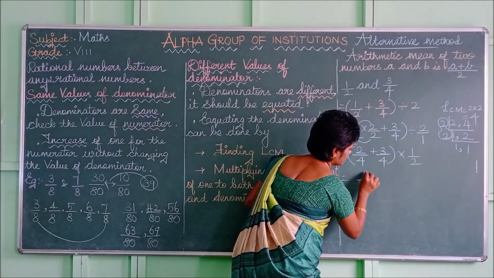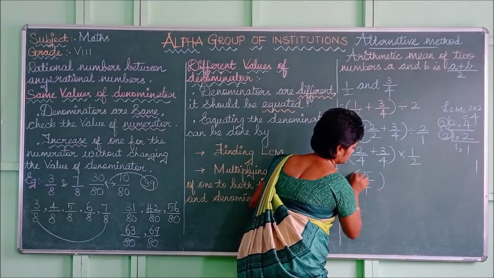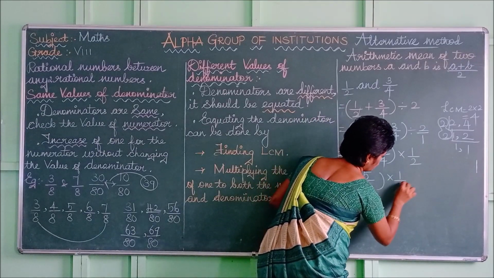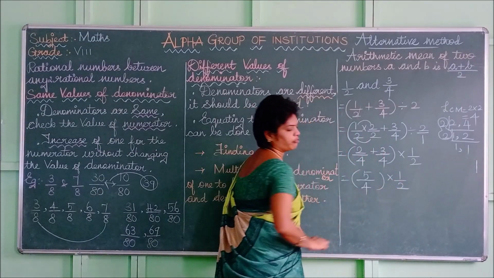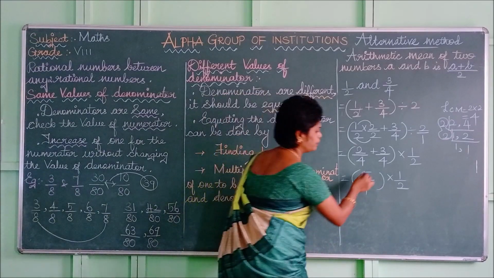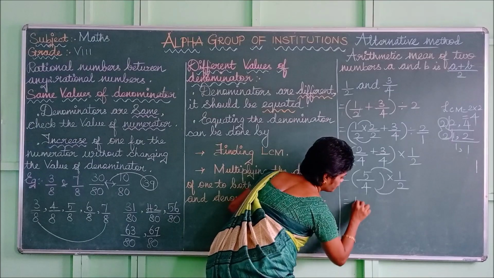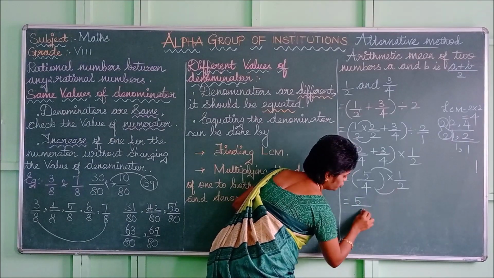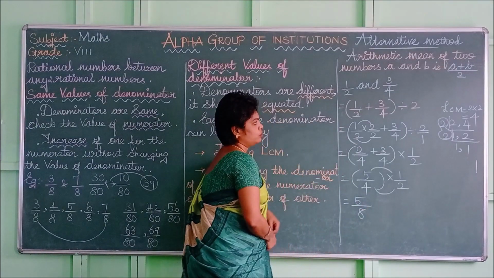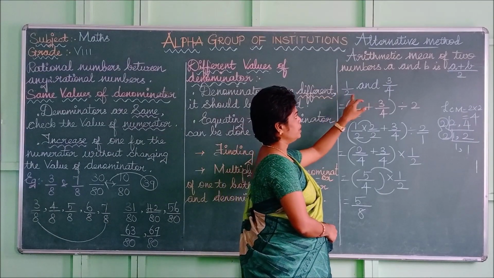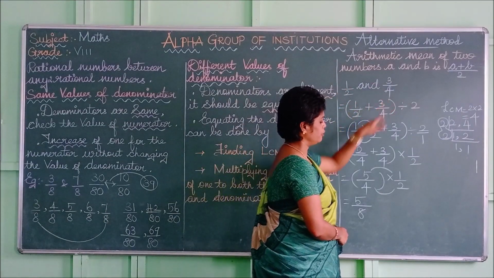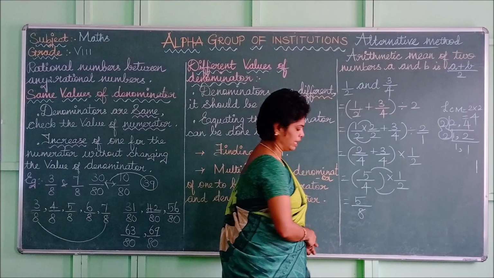2 plus 3 is 5. Into 1 by 2. There is no way for cancellation, so you can multiply the numerator and denominators. 5 into 1 is 5, 4 into 2 is 8. So this is the arithmetic mean of 1 by 2 and 3 by 4, which is equal to 5 by 8.